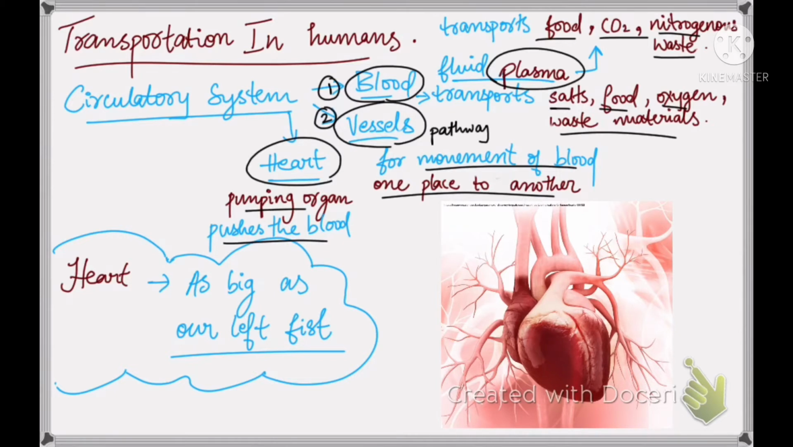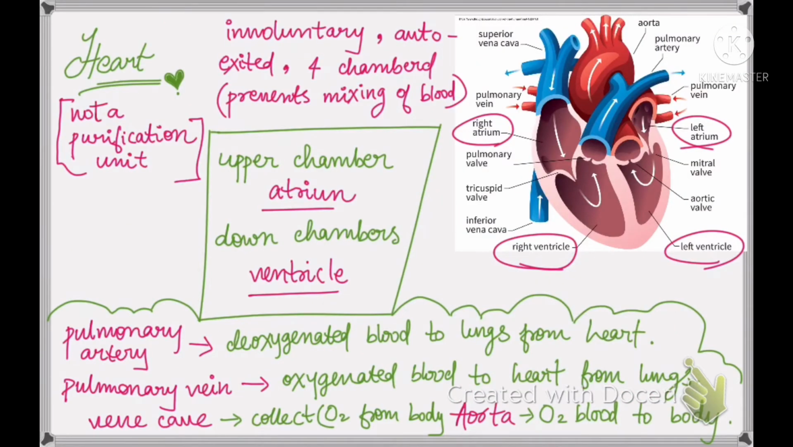Now we'll learn about our pump, which is known as the heart. The heart is a muscular organ and it is as big as our left fist. It's not so big, it's small only, but it's as big as our left fist. And this heart has mainly 4 chambers because both oxygen and carbon dioxide have to be transported at the same time. So these 4 different chambers prevent the mixing of carbon dioxide-rich blood into oxygen-rich blood, and that's the use of a 4-chambered heart.